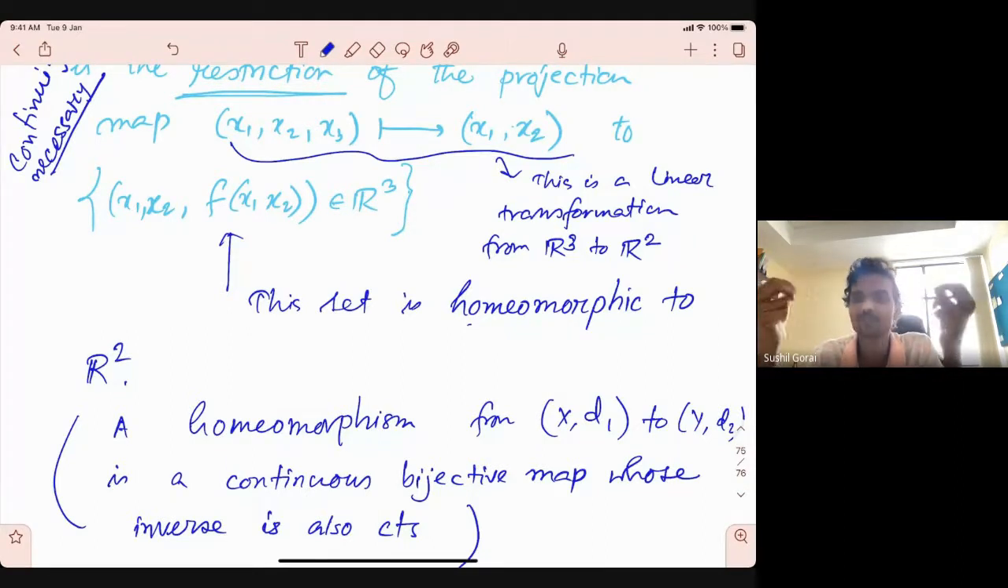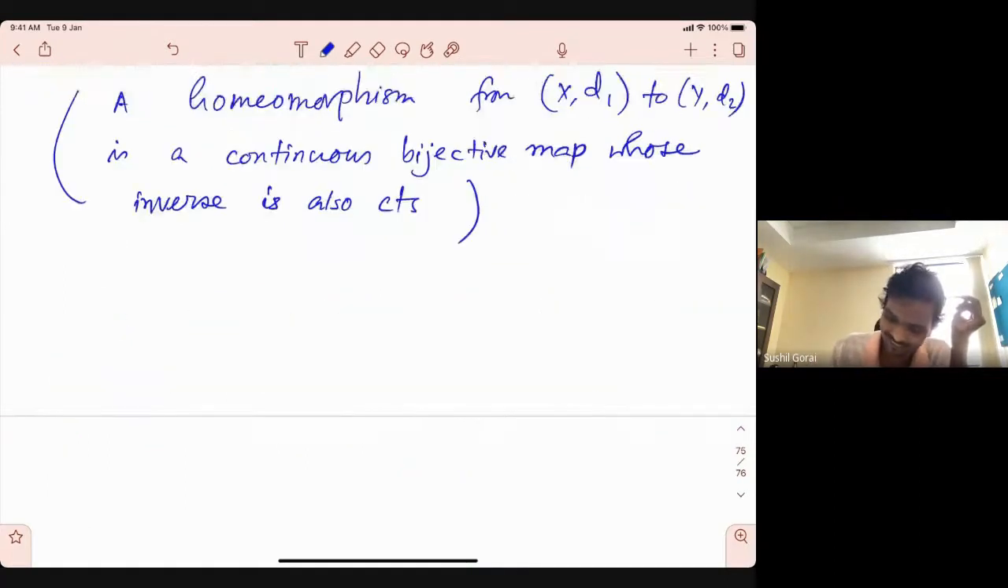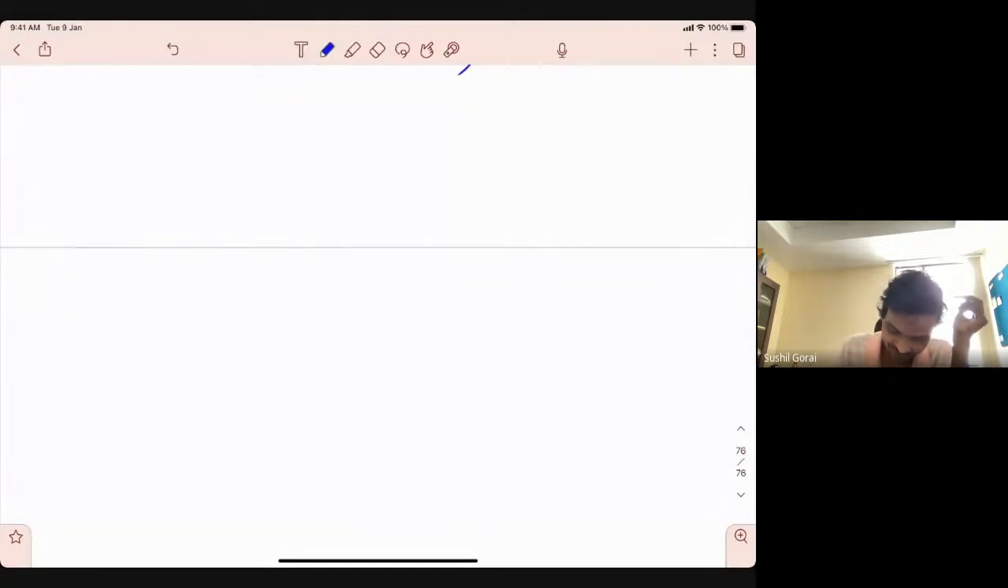For the time being, you think of a surface which is... well, actually, a surface is not globally homeomorphic to R2. For example, if you look at a sphere, it's not homeomorphic to R2. Can you give an argument? This is a very simple argument. So this is a digression, but an interesting digression.